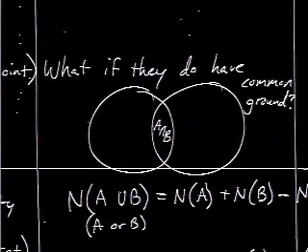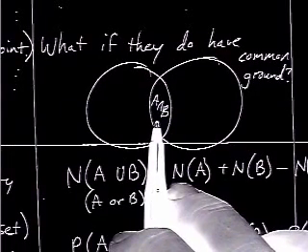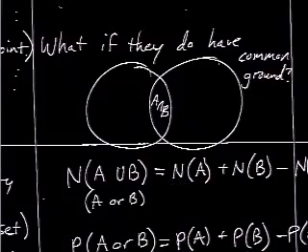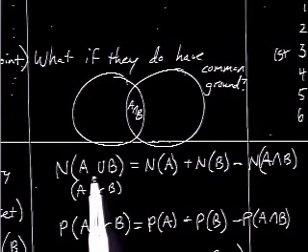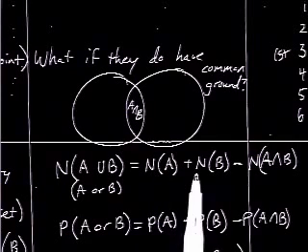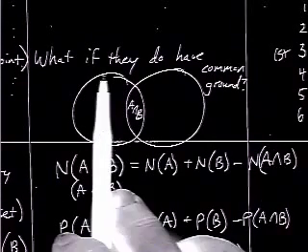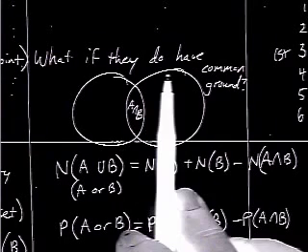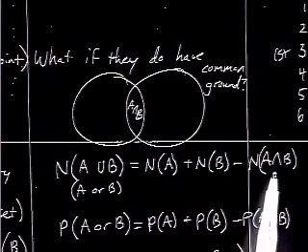Well, what if they do have common ground? What if A intersect B does exist? How does that change things? Well, we have the number of items in A union B, or A or B, is the number of items in A plus the number of items in B minus the number of items in the intersection. You ask, why do I have to subtract that? Well, because when you count all the items in here and all the items in here, you have double counted the middle. So you're going to subtract it once in order to take care of that.